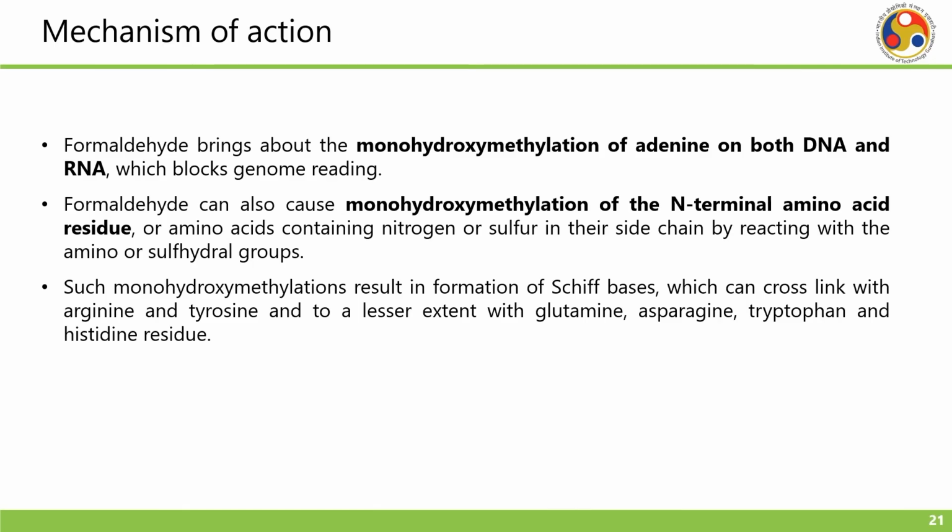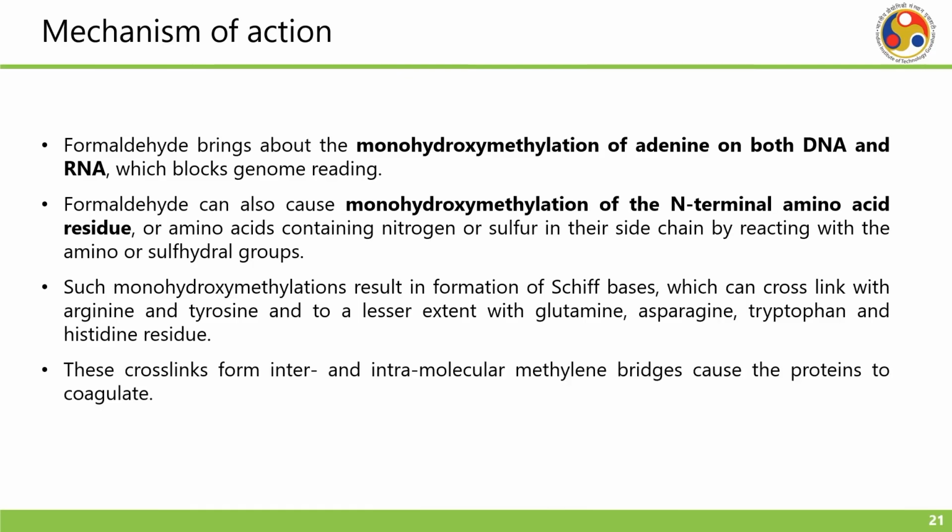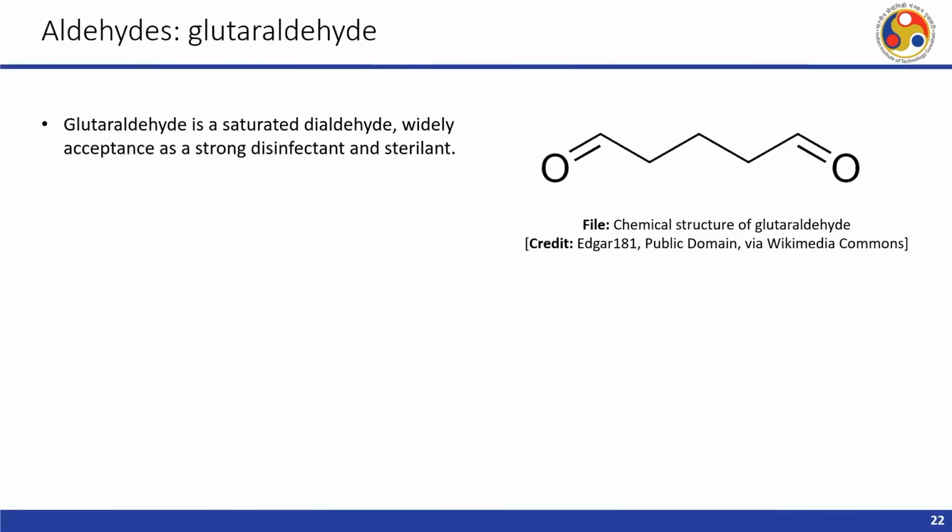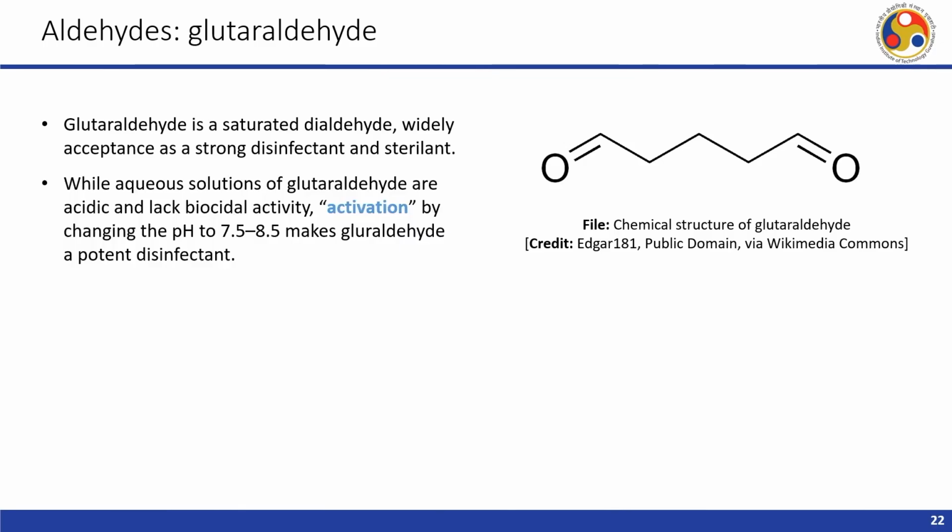Such reactions of monohydroxymethylation result in formation of Schiff bases which can cross-link with arginine and tyrosine, and to a lesser extent with glutamine, asparagine, tryptophan and histidine residues. These cross-links form inter and intramolecular methylene bridges, causing the proteins to coagulate. Another class of aldehyde example is glutaraldehyde, which is a saturated dialdehyde, widely accepted as a strong disinfectant and sterilant.